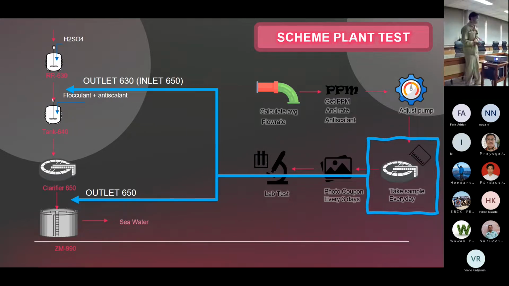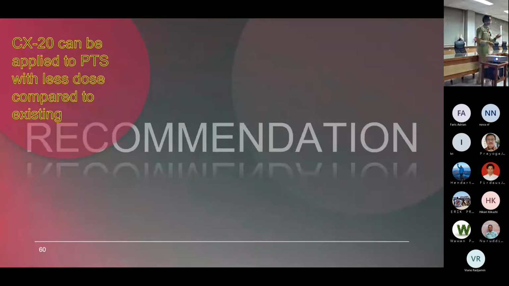Now onto our recommendation. We have two recommendations. The first one is perhaps trying CX20 antiscalant to be applied in the plant, because as we all know, CX20 has shown us a capable outcome despite lower dosing of injection.